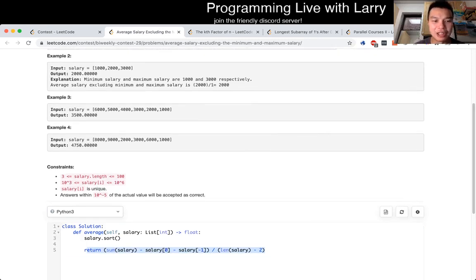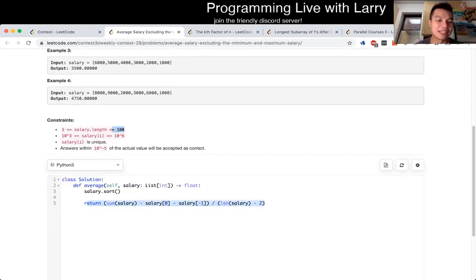But since n is 0 to 100, and I was a little bit lazy, I just sorted it. This is only for contest. For interview, definitely do the linear time one. So I sorted, and then I just subtract the max and the min, and divide it by the number of elements minus 2. If you could get the min and the max in linear time, then that would be linear time, constant space. If you did what I did, then it's going to be a little bit more. Pretty standard problem.